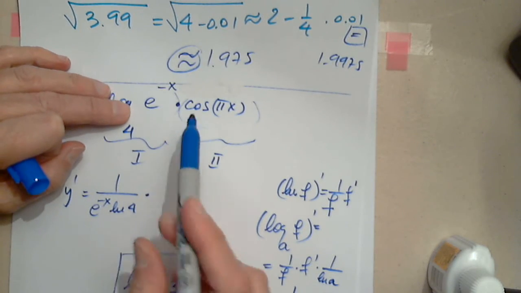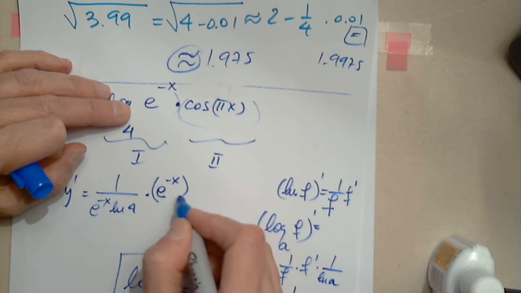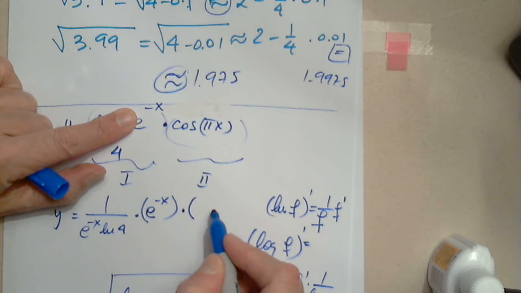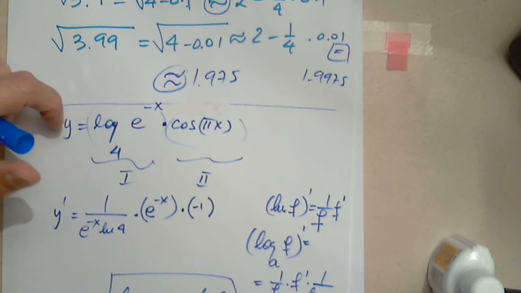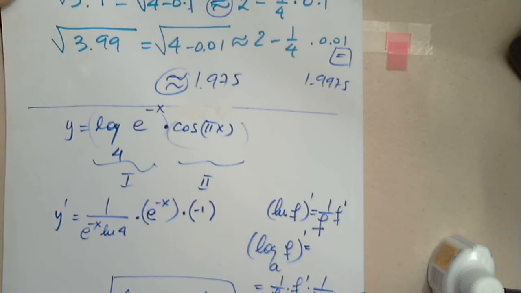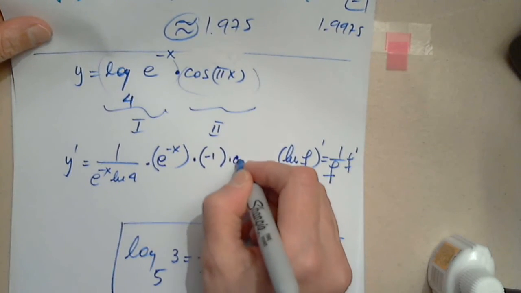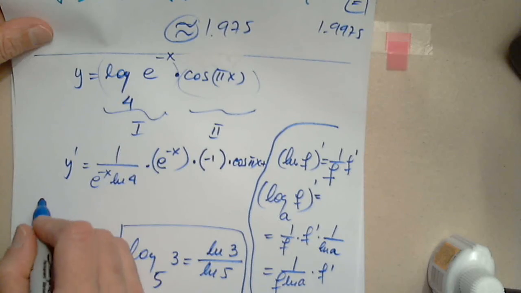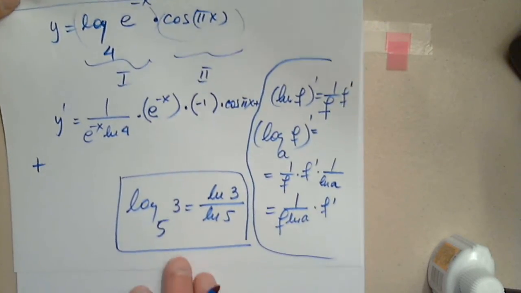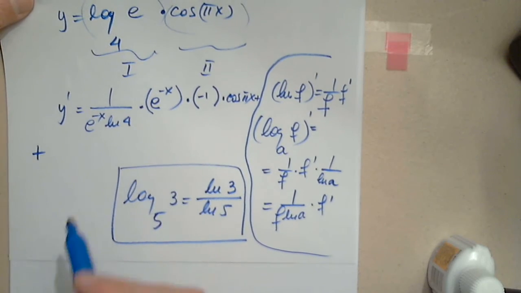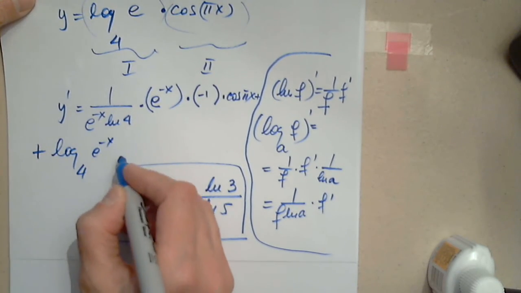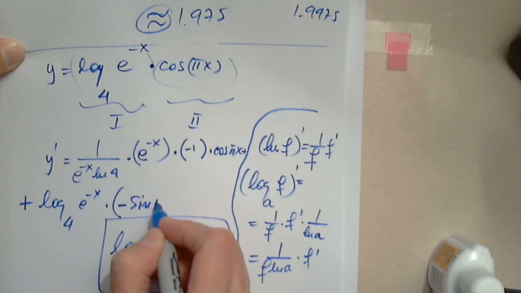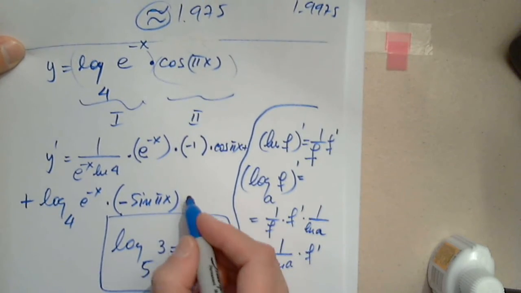So now when I differentiate e to negative x, I do get e to negative x, but times the inner function prime, which is negative 1. And of course, you're not surprised I ran out of room because I didn't plan ahead. So times cosine pi x, and plus, I'm going to write it one more time. I just don't want to leave it in the middle. I'm going to write it again nicely. Okay, and then I have log base 4 of e to negative x. And now I have to differentiate cosine. When I differentiate cosine, I get negative sine pi x and times the inner function prime, which is pi.